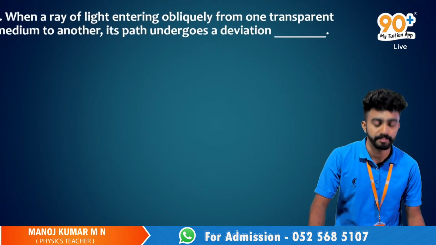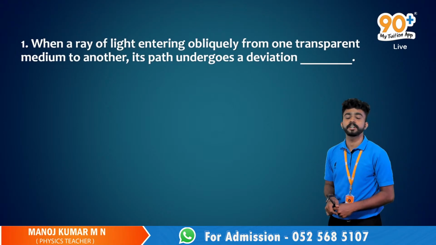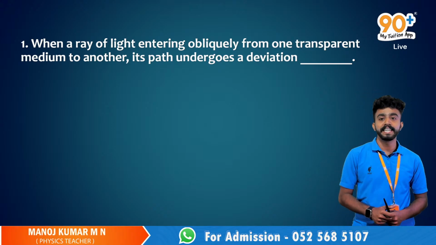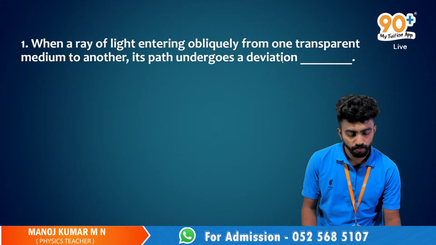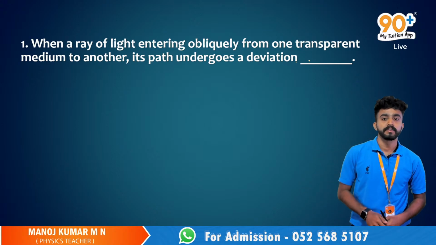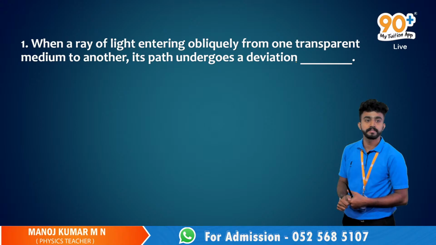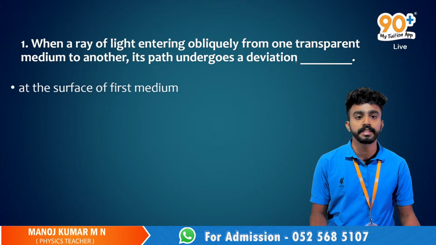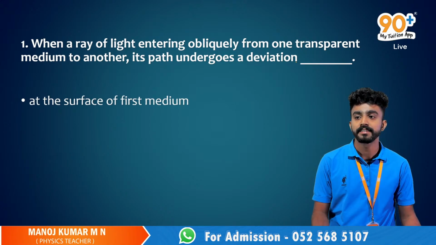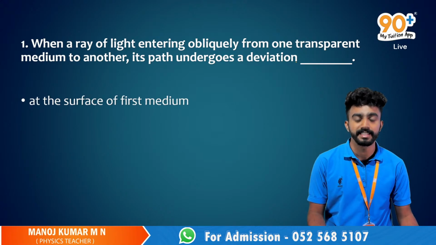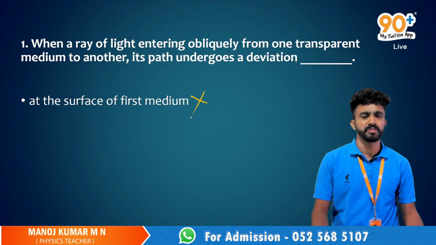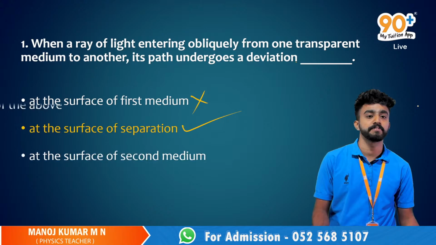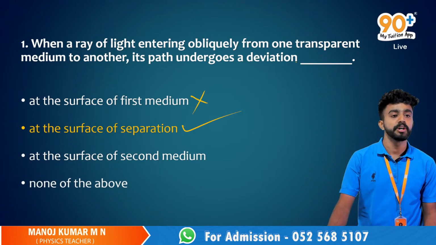So the first question. When a ray of light enters obliquely from one transparent medium to another, its path undergoes a deviation. What will happen to the deviation? One transparent medium to another, it undergoes a deviation. Where? At the surface of first medium? No. At the surface of separation for sure. At the surface of separation, it will undergo deviation.